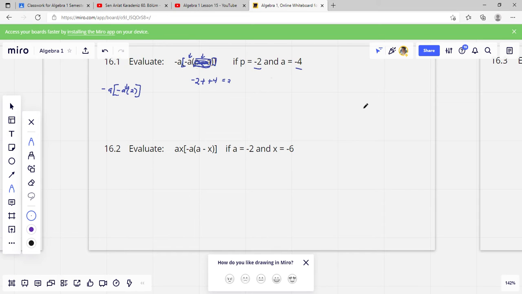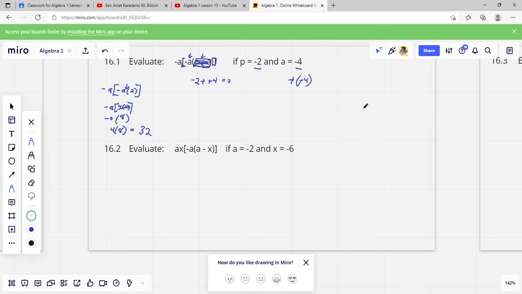Well, -A, if A is -4, negative A, which is -4, looks like that. So those are going to cancel each other, and it's going to be +4. So right here I would have -A, my bracket, and then I would have 4 times 2, which would be 8. So now I'm left with -A times 8, and I already figured out that -A is +4. So that's 4 times 8, and that's going to equal 32. Okay, so super easy if we take it one step at a time.